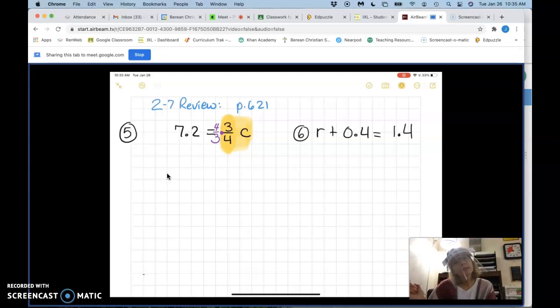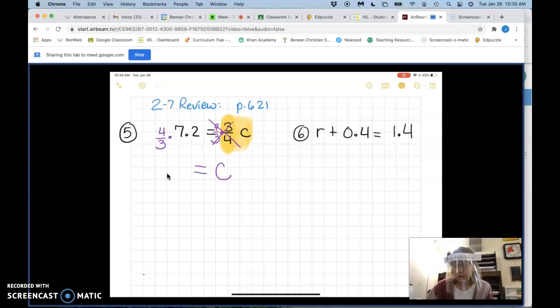And whatever I do to one side, I do to the other. So again, write it next to the other side. Cameron, are you with me? Okay. These two friends are going to cancel each other out, and I'm just left with C, which is what I wanted.